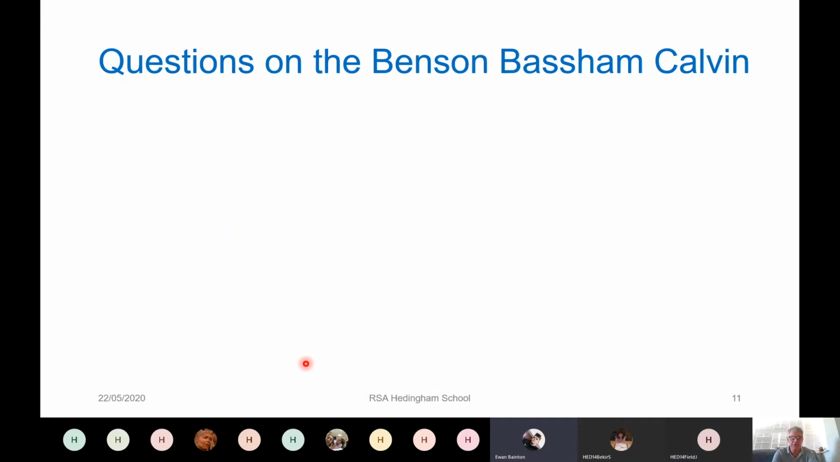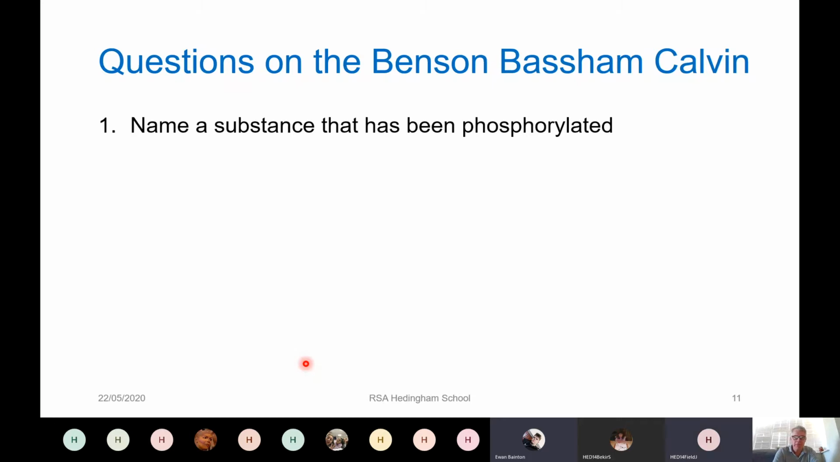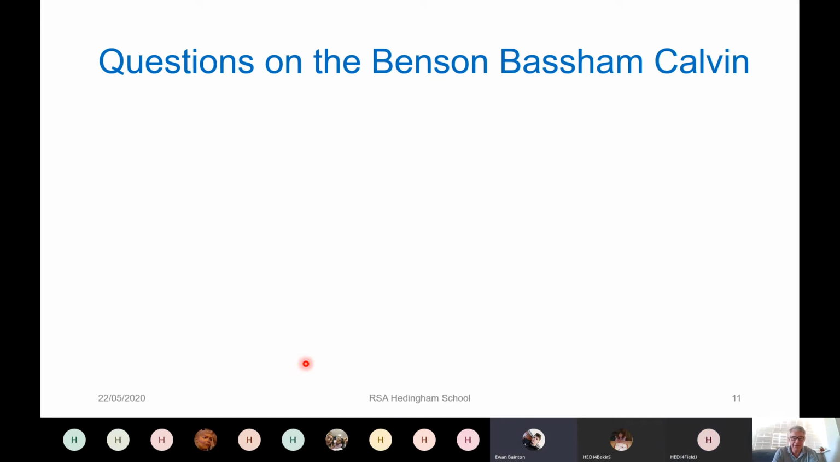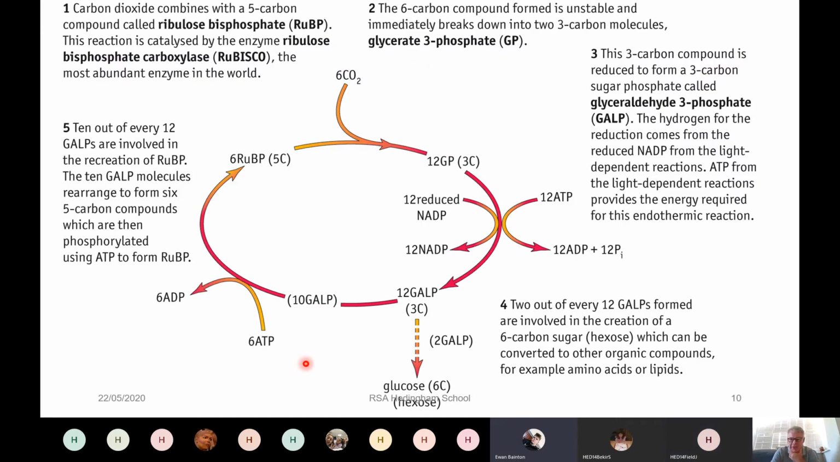Okay, a few questions then. Test your memory. Can anybody name a substance that has been phosphorylated? Let's go back. What substance has been phosphorylated there? I can't remember what phosphorylated means. Well, ADP hasn't, because it's going the other way. So phosphorylation means adding phosphate. Just think about the name.